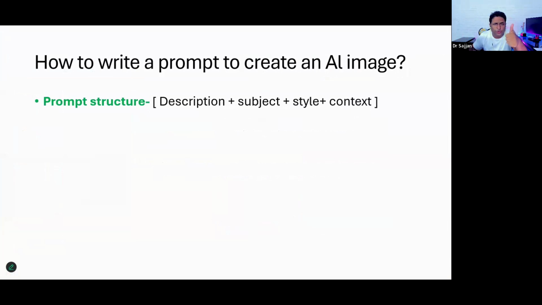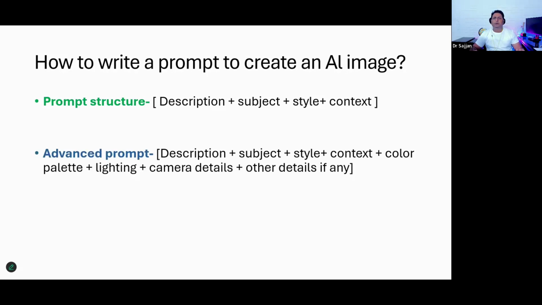Normally, you need to give a description of what you want: what the subject is and how it looks, the style and context, where the subject is and what the subject is doing. For example, take a doctor and patient in a clinic. Description: a doctor and a patient of Indian origin, the doctor wearing an apron and the patient in a sari. Style: realistic image type. Context: in a clinic with a bright, colorful environment with pediatric patients. This is a prompt structure.